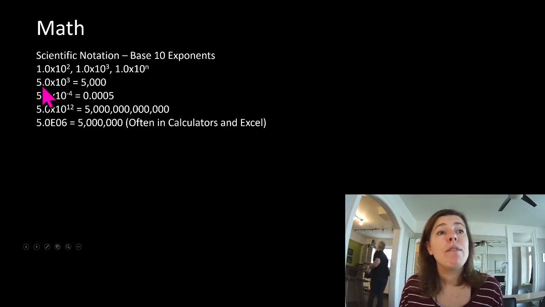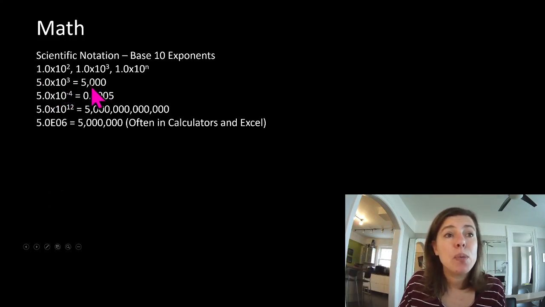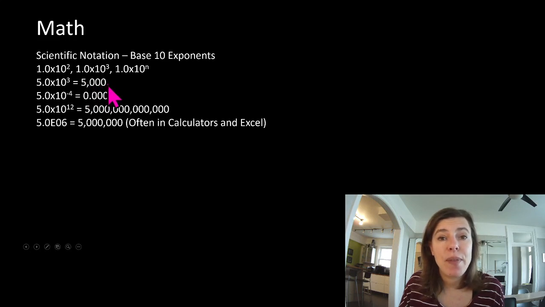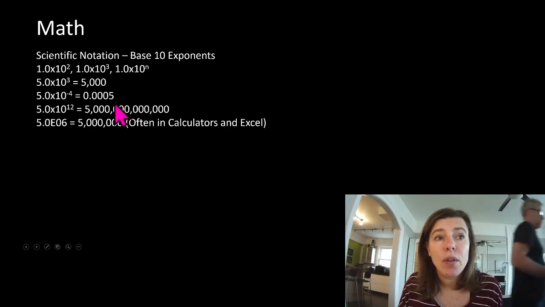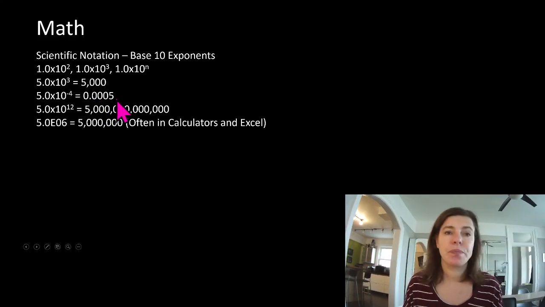So 5 times 10 to the 3 is 5,000 because we have moved our decimal place 3 times. 1, 2, 3, giving us 5,000. 5 times 10 to the 12, we've moved it 12 times. 5 times 10 to the minus 4, we've moved it 4 times.